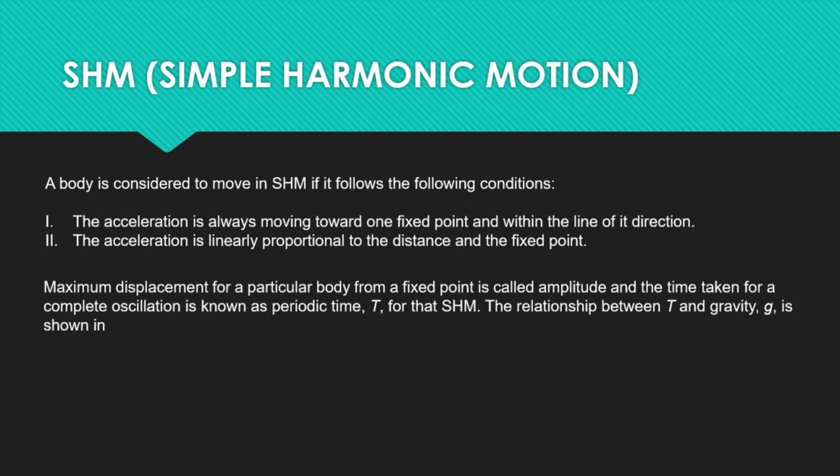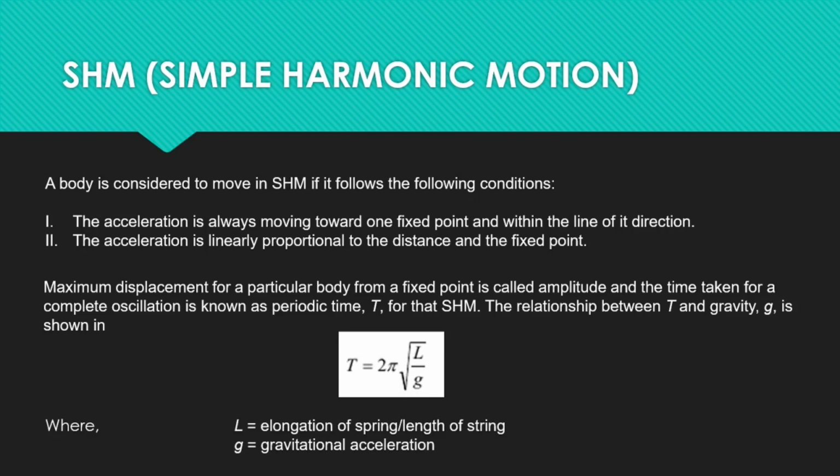The maximum displacement of a particular body from a fixed point is called amplitude, and the time taken for a complete oscillation is known as periodic time, T. For SHM, the relationship between T and gravity g is shown here, whereby L is the elongation of spring, length of string, and g is gravitational acceleration.